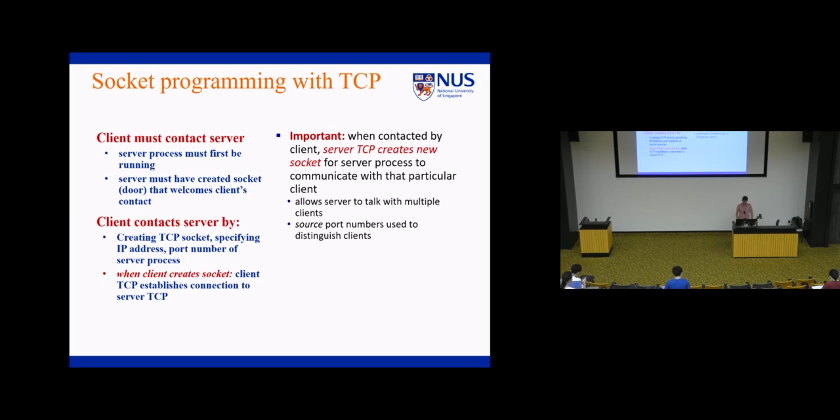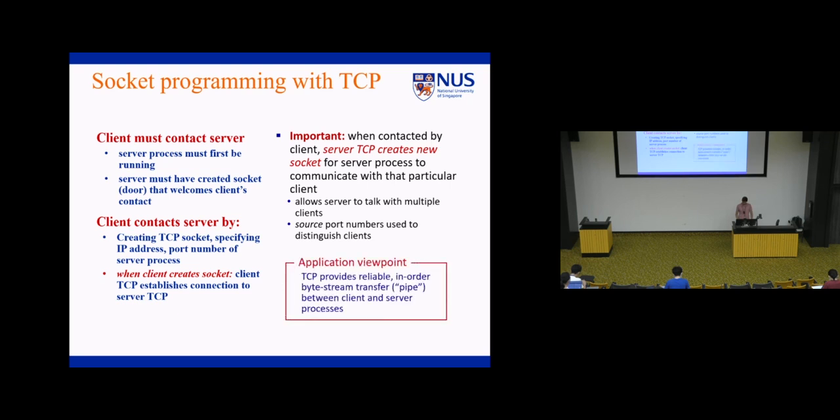Same as UDP, we can assign different connection socket port numbers for different processes and for distinguishing between different clients. And by doing that, we can provide reliable and in-order byte stream transfer. You can think of this as a pipe between the client and the server. Therefore, you do not have to specify the host's name and the IP address in every single message you're sending.